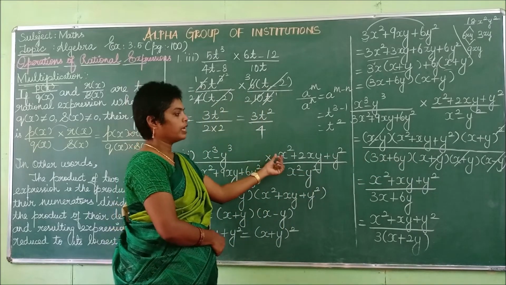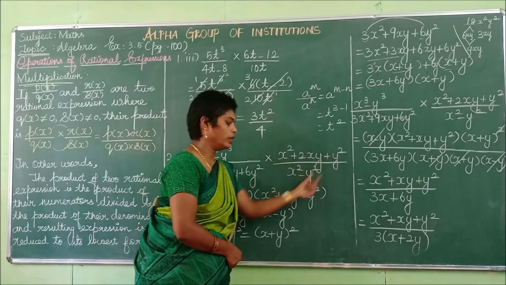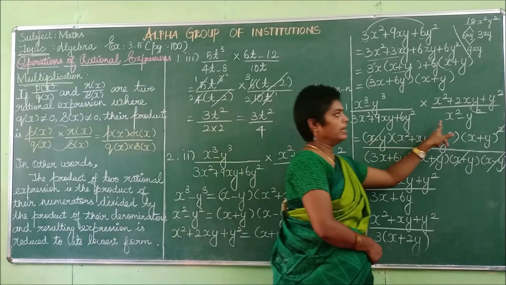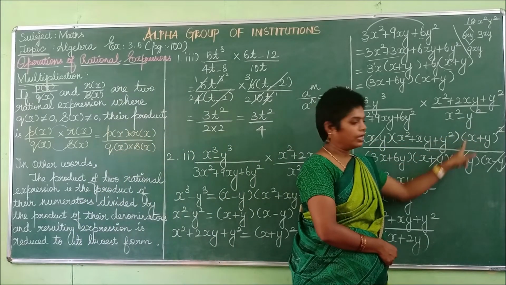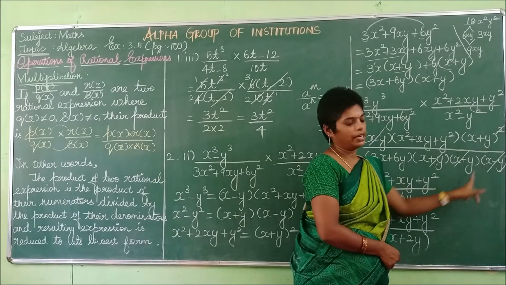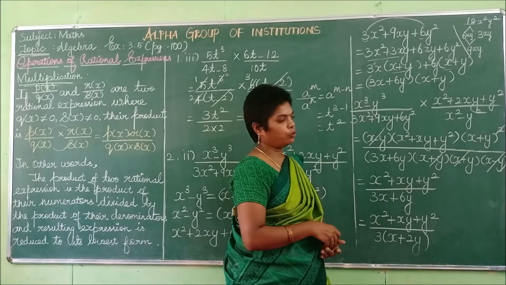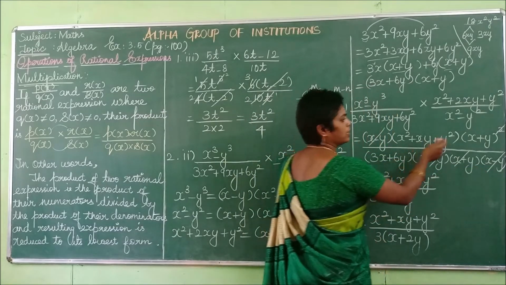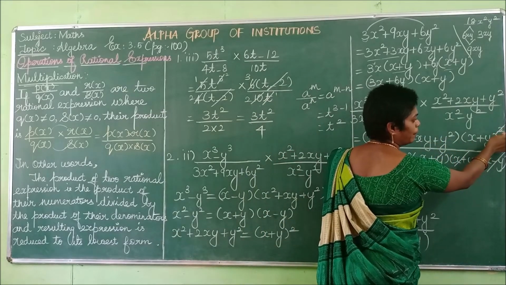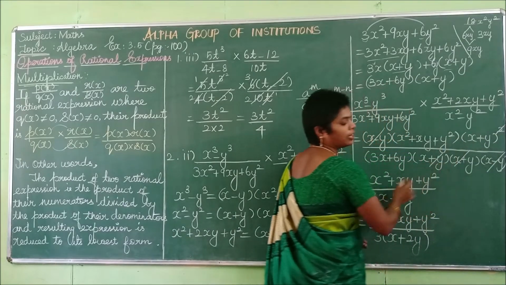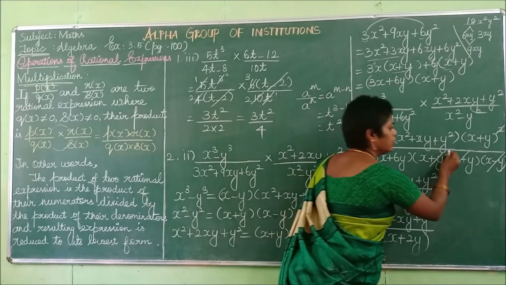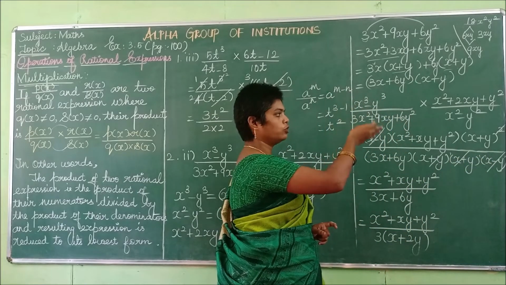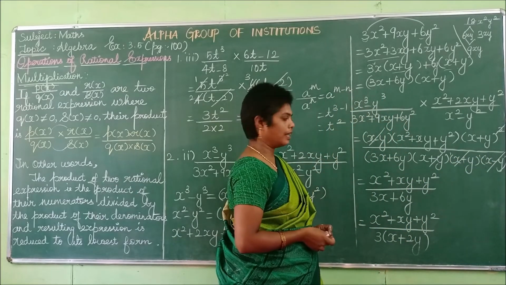Then for here, x squared plus 2xy plus y squared can be written as x plus y the whole square, divided by x squared minus y squared, which can be written as x plus y into x minus y. Now cancel the common portions. So x minus y gets cancelled. Then here x plus y whole power 2, and the denominator also x plus y, here power 1, here power 1. So totally the power is 2. So that 2 and this 2 values get cancelled.